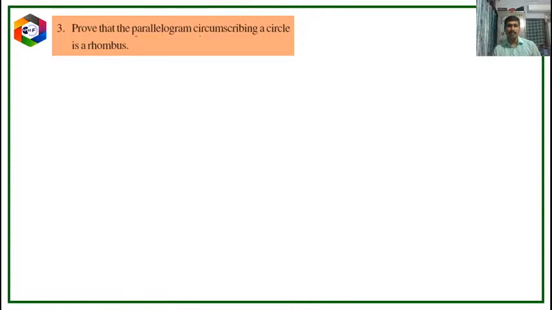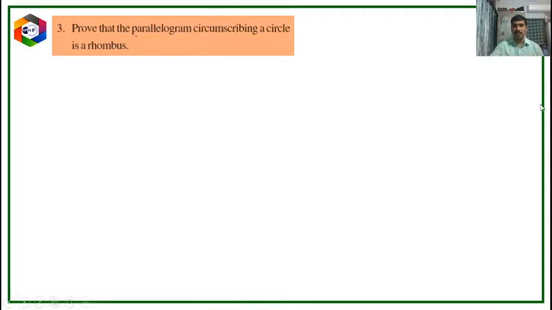Prove that the parallelogram circumscribing a circle is a rhombus. There is a parallelogram, and if this parallelogram is circumscribed about a circle, no doubt at all it must be a rhombus. Why? Because a rhombus is one type of parallelogram. Every parallelogram is not a rhombus, but every rhombus is a parallelogram. Is it clear? So this parallelogram becomes a rhombus if it is circumscribing. Yes, it is a special case.